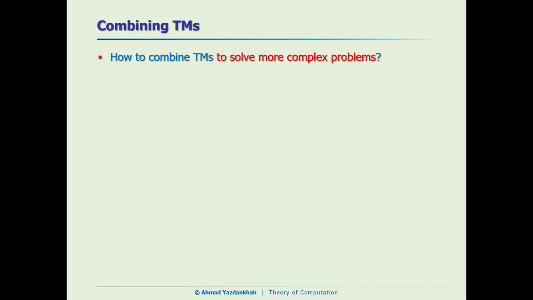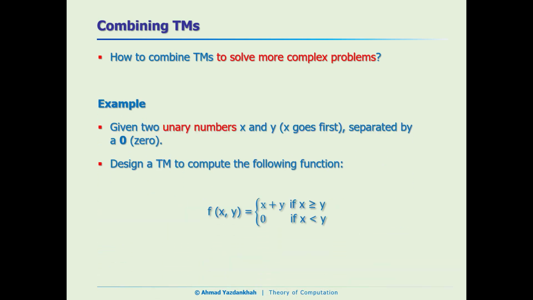Okay, so let me explain it through a simple example. Let's say we have two unary numbers. Let's call them x and y, and they are separated with a zero. Can we separate them with a blank? No, it is not the case because we are not allowed to input a string that contains a blank, right? I need to be able to put this combination on the tape, but it has a blank. So that's why we use other symbols like zero or any other symbols.